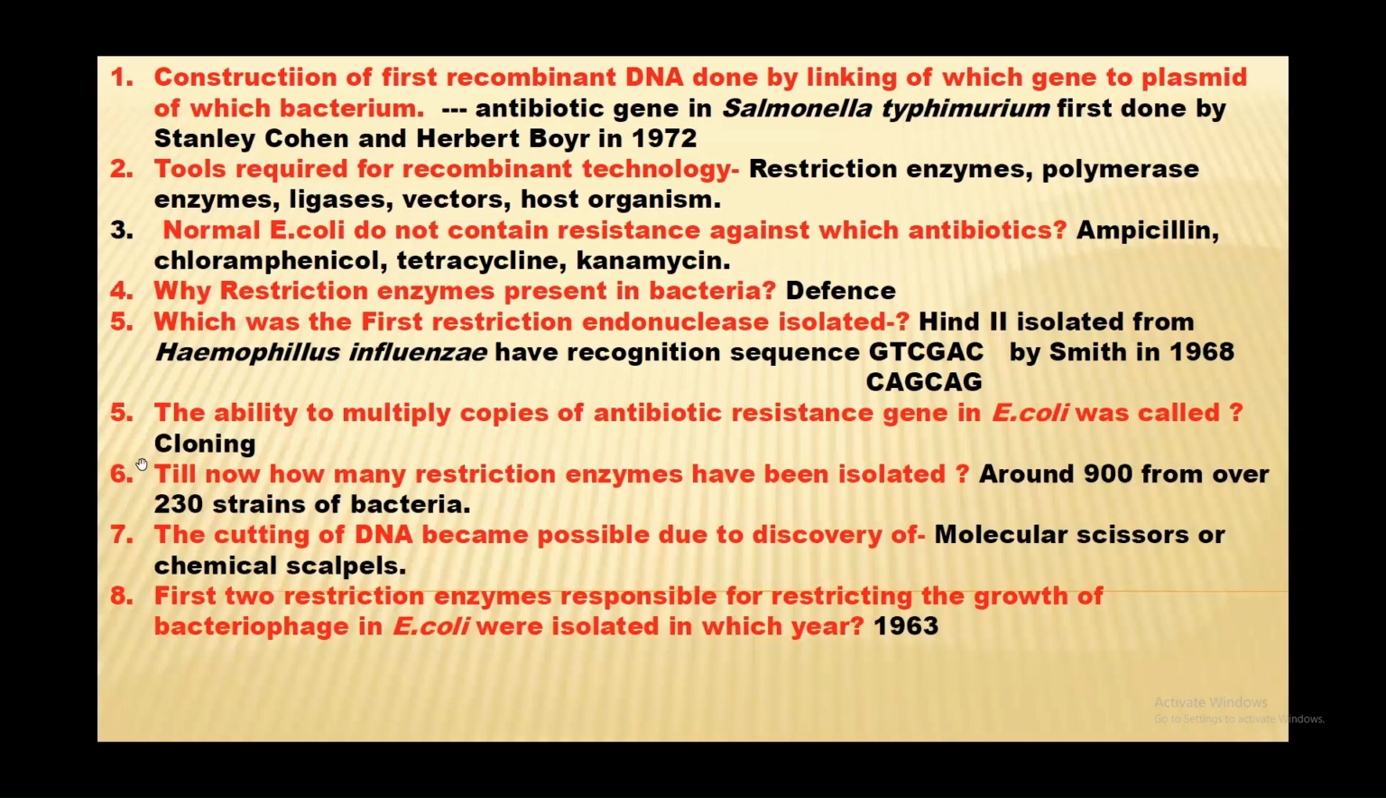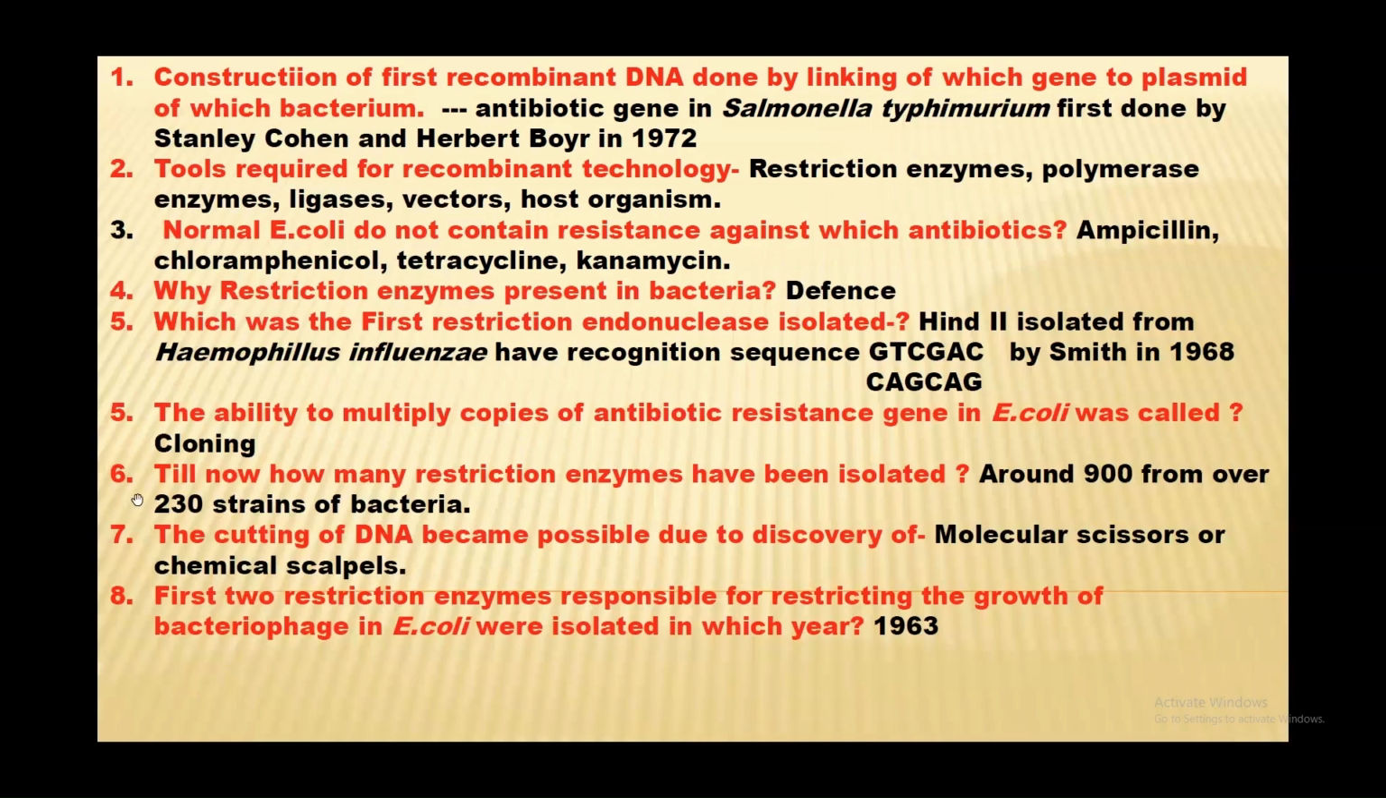See the next important point. The ability to multiply copies of antibiotic resistance gene in E. coli was called what? You all know multiplication is otherwise called reproduction. So production of their own kind, another copy, is called cloning. So the ability to multiply copies of antibiotic resistant gene in E. coli was called cloning.